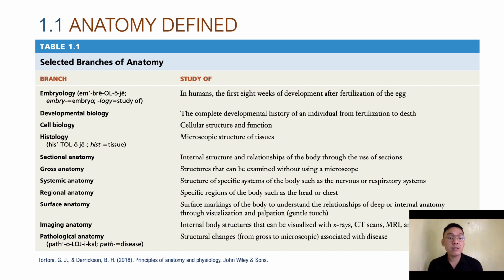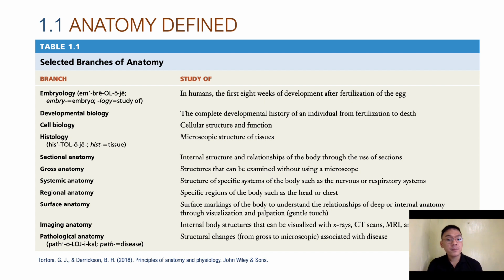Gross anatomy is the study of structures that can be examined without using a microscope. So this is the macro level. Systemic anatomy is the structure of specific systems of the body, focusing on, for example, the nervous, cardiovascular, or respiratory systems. Those are for systemic anatomy.